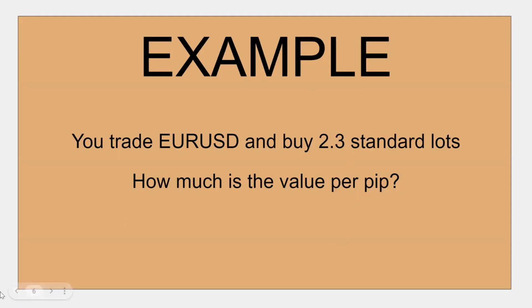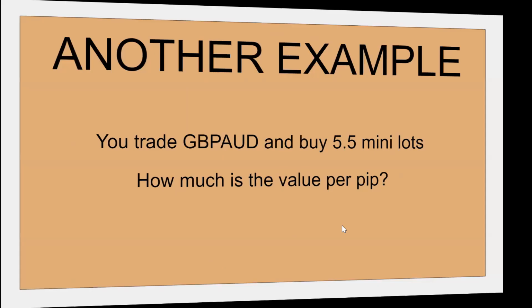And we've established that in the mini lot size, each movement represents what? $1. So 3 times 1 is what? 3. So the answer here is what? 23. So if you're trading Euro USD with 2.3 standard lot size, each time the market moves 1 pip, you're making $23. If it drops by 1 pip, you're losing $23. Please get this clear.